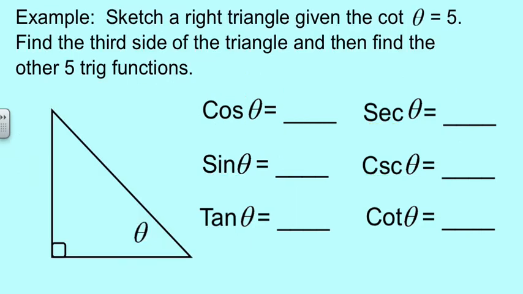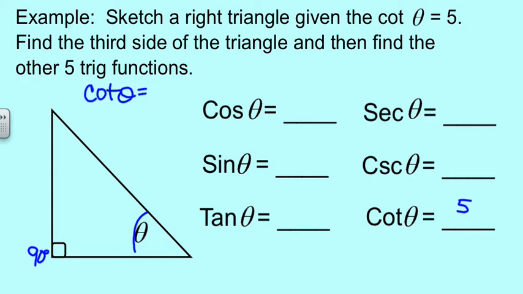Here is a right triangle, and now we give you the cotangent of theta is 5. So I'm going to go ahead and put that down here. The cotangent of theta is 5. And we want to find the third side of the triangle and then find the other 5 trig functions. So I have a right triangle here with our 90 degrees and our theta and that information of the cotangent of theta.